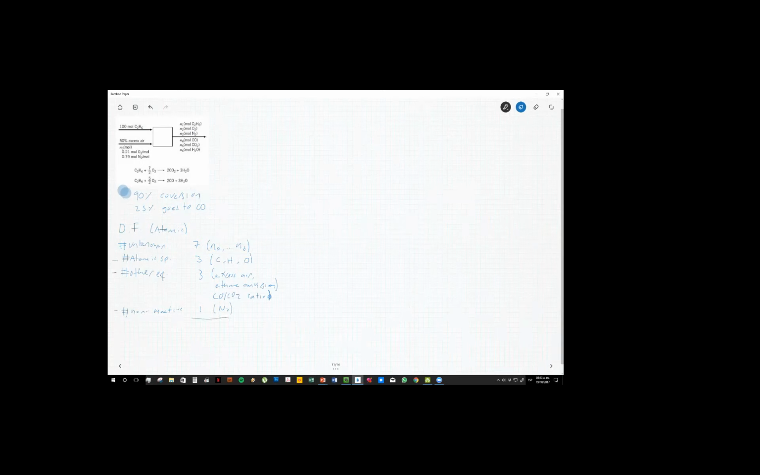Okay. So if you do the calculation, it's 7 unknowns minus 3 atomic species minus 3 other equations minus 1 non-reactive species. So it's 0, right? So it's okay. So before we do the atomic balance, we can solve a couple of things, right? For example, the excess air.